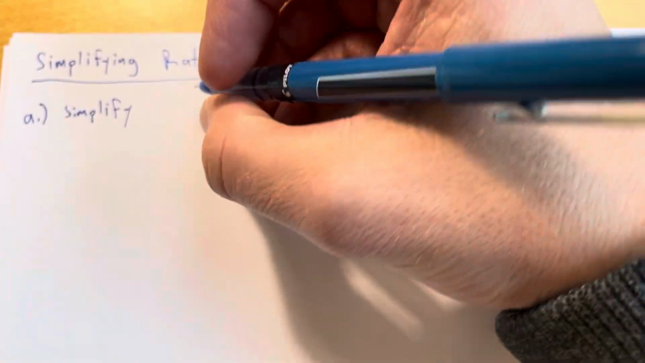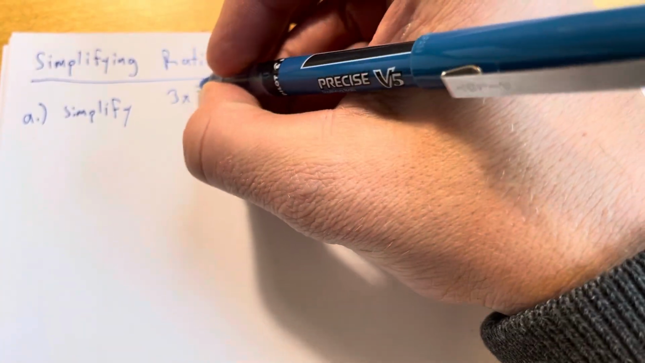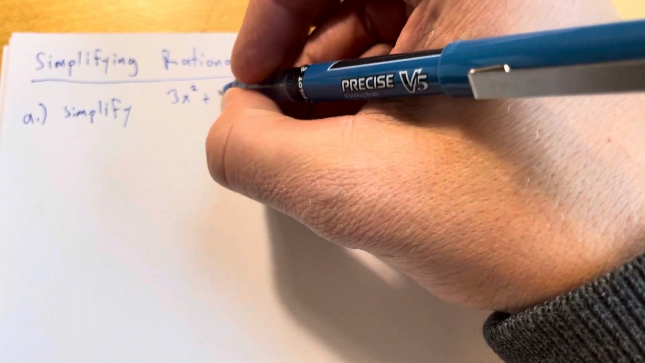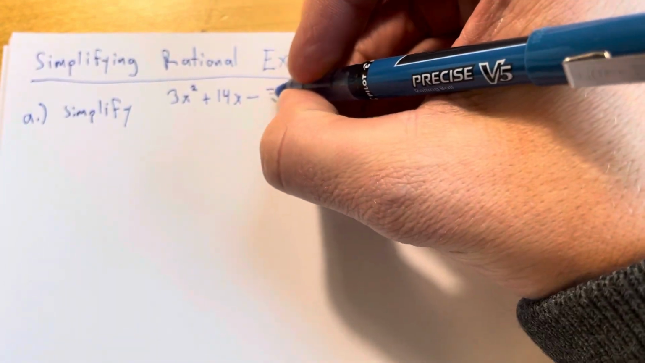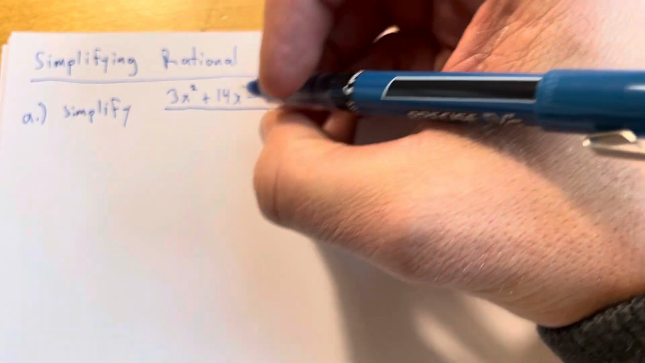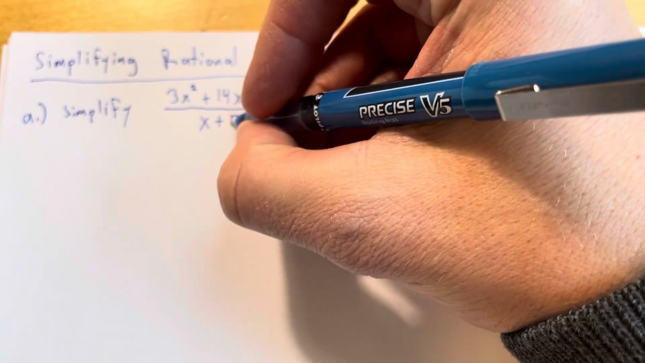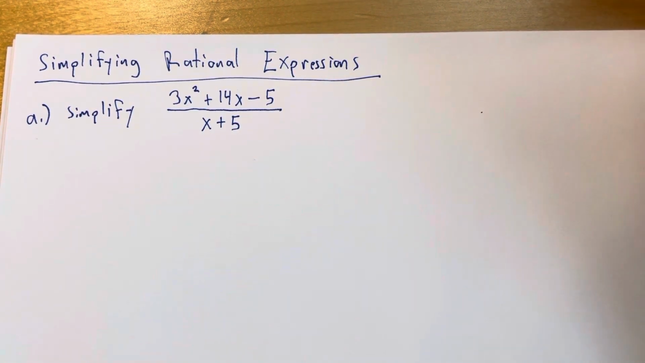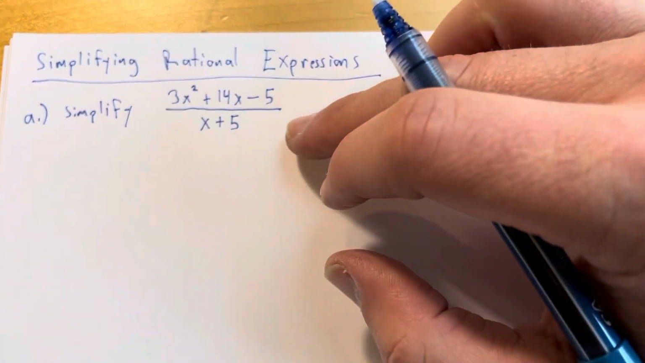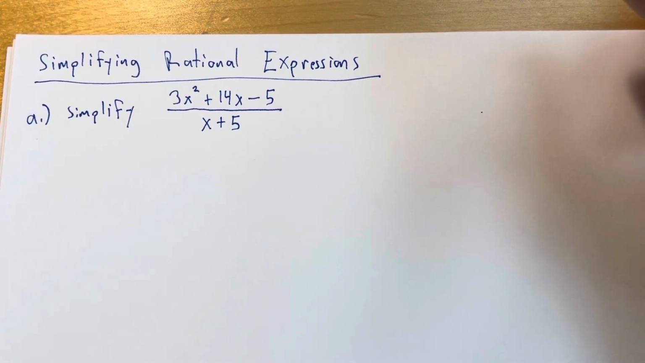I want to simplify this expression, 3x squared plus 14x minus 5 over x plus 5. Okay, so what do we mean when we say simplify a rational expression? Well, we're not going to have a really strict rule as to what that means, but generally what we're trying to do, at least in one of these types of expressions, is factor anything that can be factored and then cancel anything that can be canceled. That's kind of the general process.